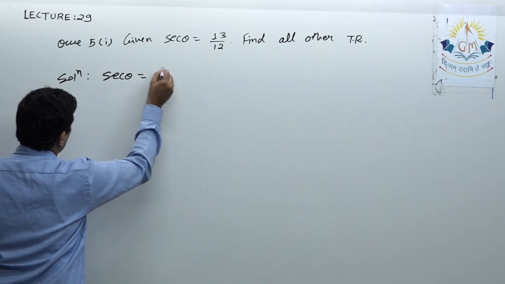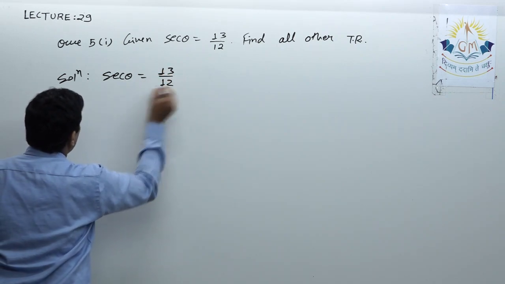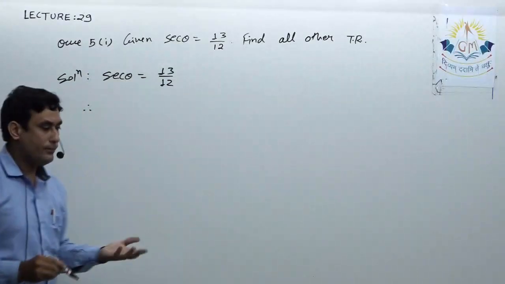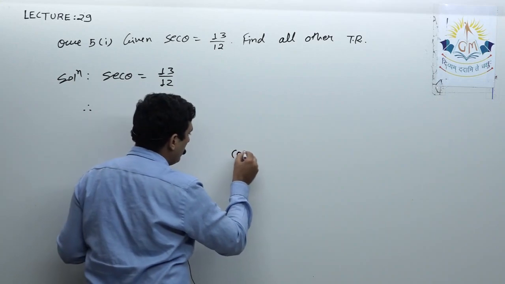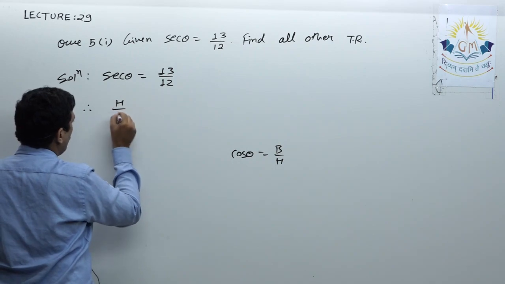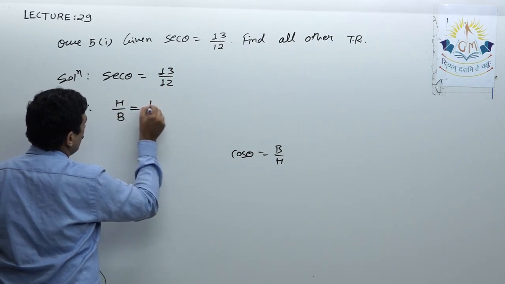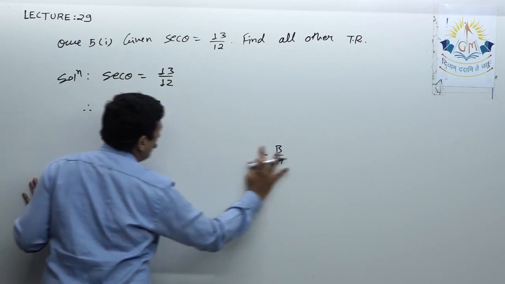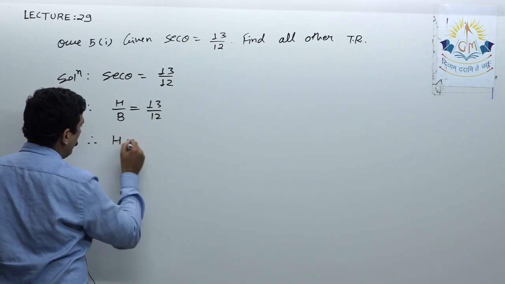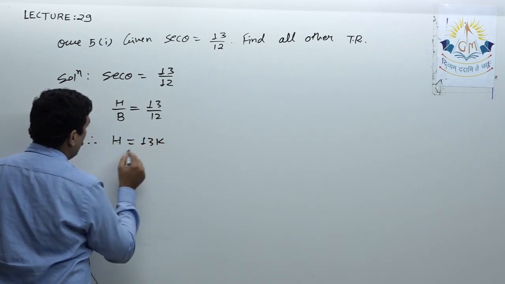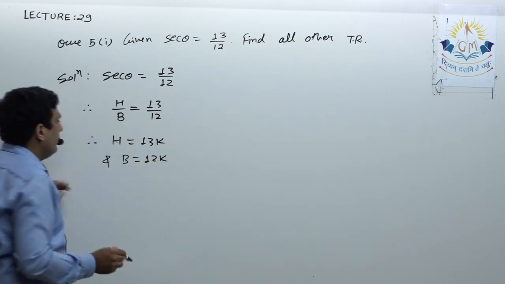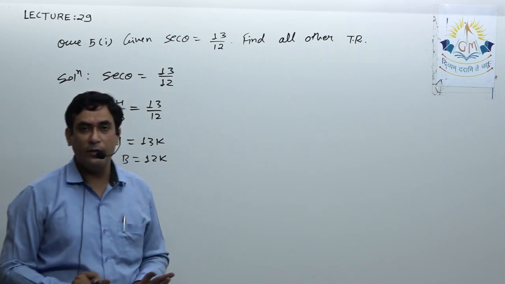Sec theta is equal to 13 upon 12. Now sec theta is the reciprocal of cos theta. Cos theta we know is base upon hypotenuse, so sec theta will be hypotenuse upon base, that is 13 upon 12. So I can say therefore hypotenuse is equal to 13k and base is equal to 12k. Now we have these two in terms of k.